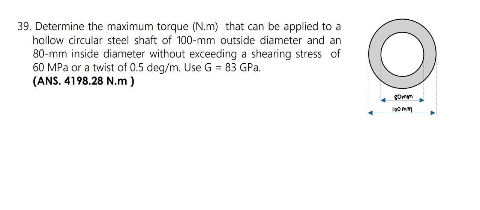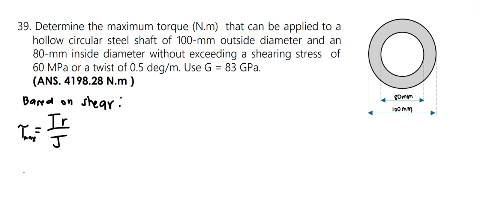And to solve this problem, we consider two cases, one in which the shear stress must not exceed 60 megapascals and the angle of twist for the shaft must not exceed 0.5 degrees per meter. So first, let's consider the case where the shearing stress must not exceed 60 megapascals. Based on shear, we have the formula for torsional shearing stress that is equal to the torque applied times the outer radius, if you want to solve for the maximum shear, divided by the polar moment of inertia.